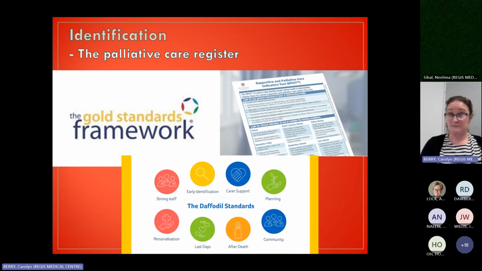It doesn't matter which you use, they all aim to do the same thing, and they encompass a lot of the same principles. They have support tools for identification of patients, usually with general indicators of decline and specific disease indicators of decline. And then once you've identified your patients, how you go about proactive care planning and monitoring from then on. It doesn't matter which of these tools you use, they all do the same thing.